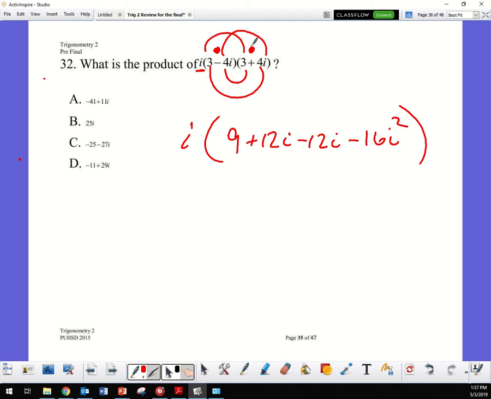Now, what is i squared? Negative 1. i squared is negative 1. So this is going to turn this negative 16 into a positive 16, right? So positive 16 and my 9 gives me 25. And I have plus 12i and minus 12i. That goes to 0, right? So my answer is just going to be 25i.